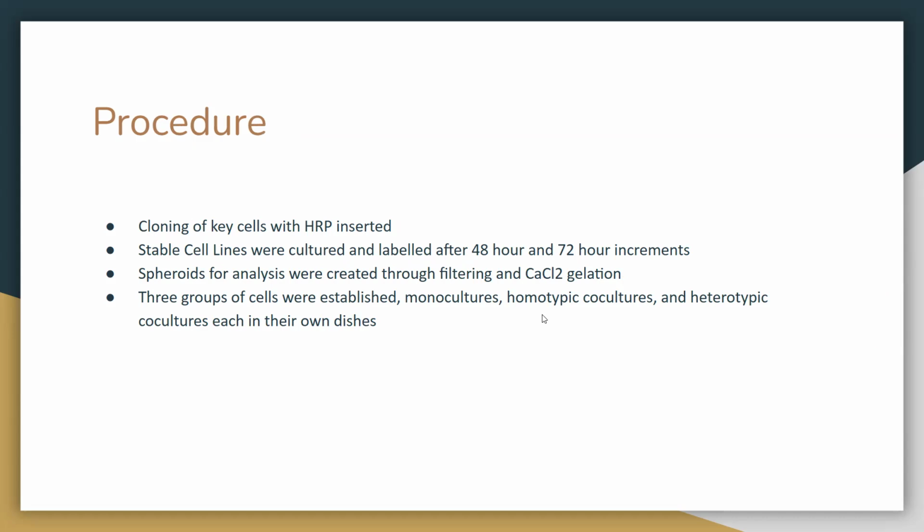Once they had cloned and created their samples, then they cultured them for longer, 48-hour and 72-hour increments to get multiple cultures that were viable, and then they labeled them using a variety of different labels. The most common label they used was heavy amino acids, as those would be easier to detect.